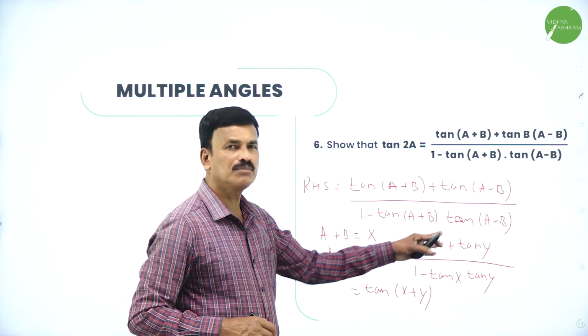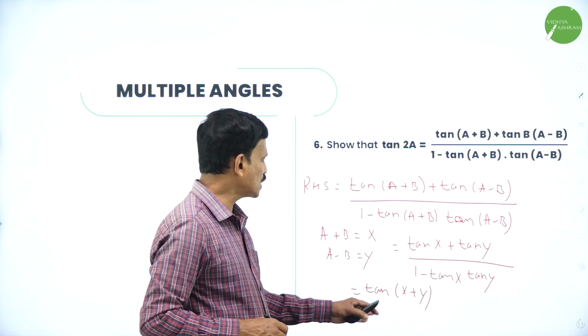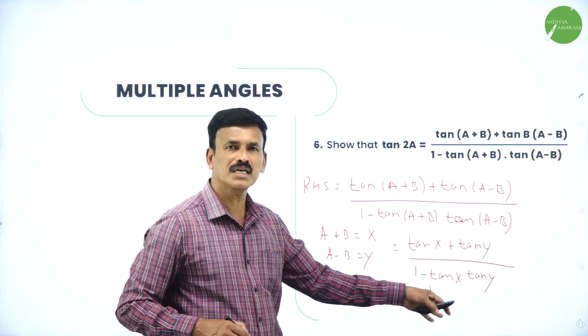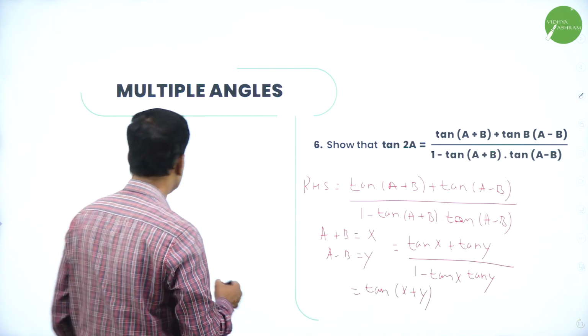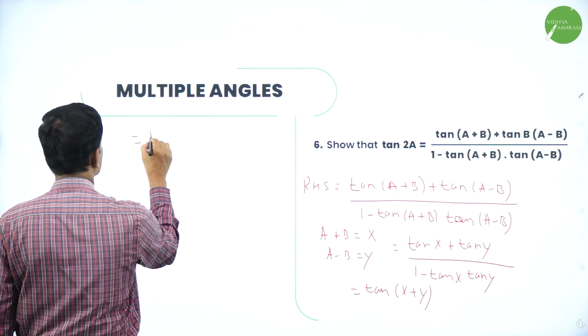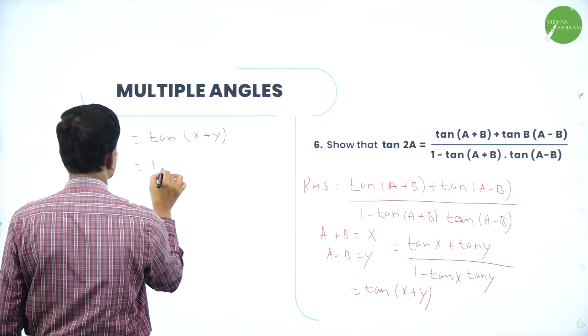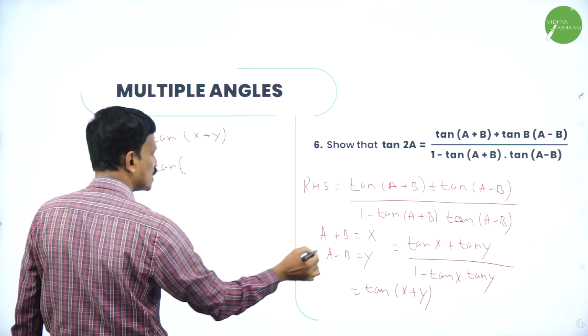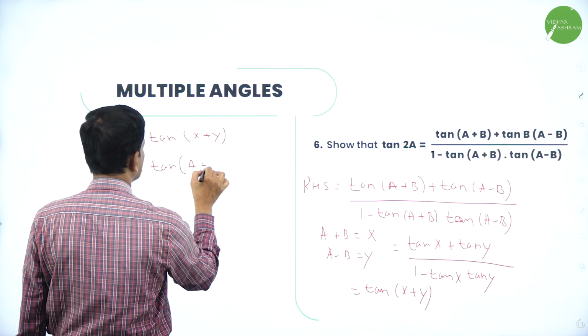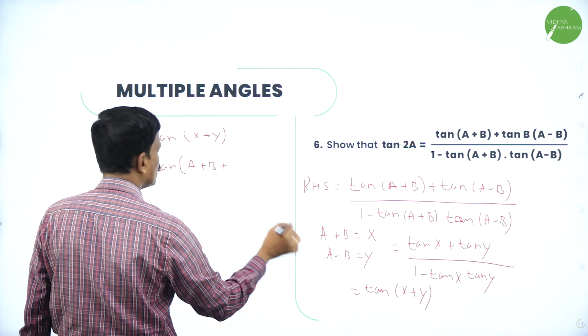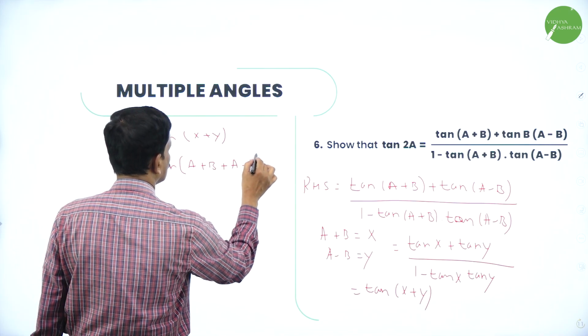tan A plus tan B divided by 1 minus tan A times tan B, that is tan X plus tan Y divided by 1 minus tan X tan Y, is nothing but tan of X plus Y. So this is equal to tan of X plus Y. What is X? X is A plus B, plus, what is Y? Y is A minus B. What happens?